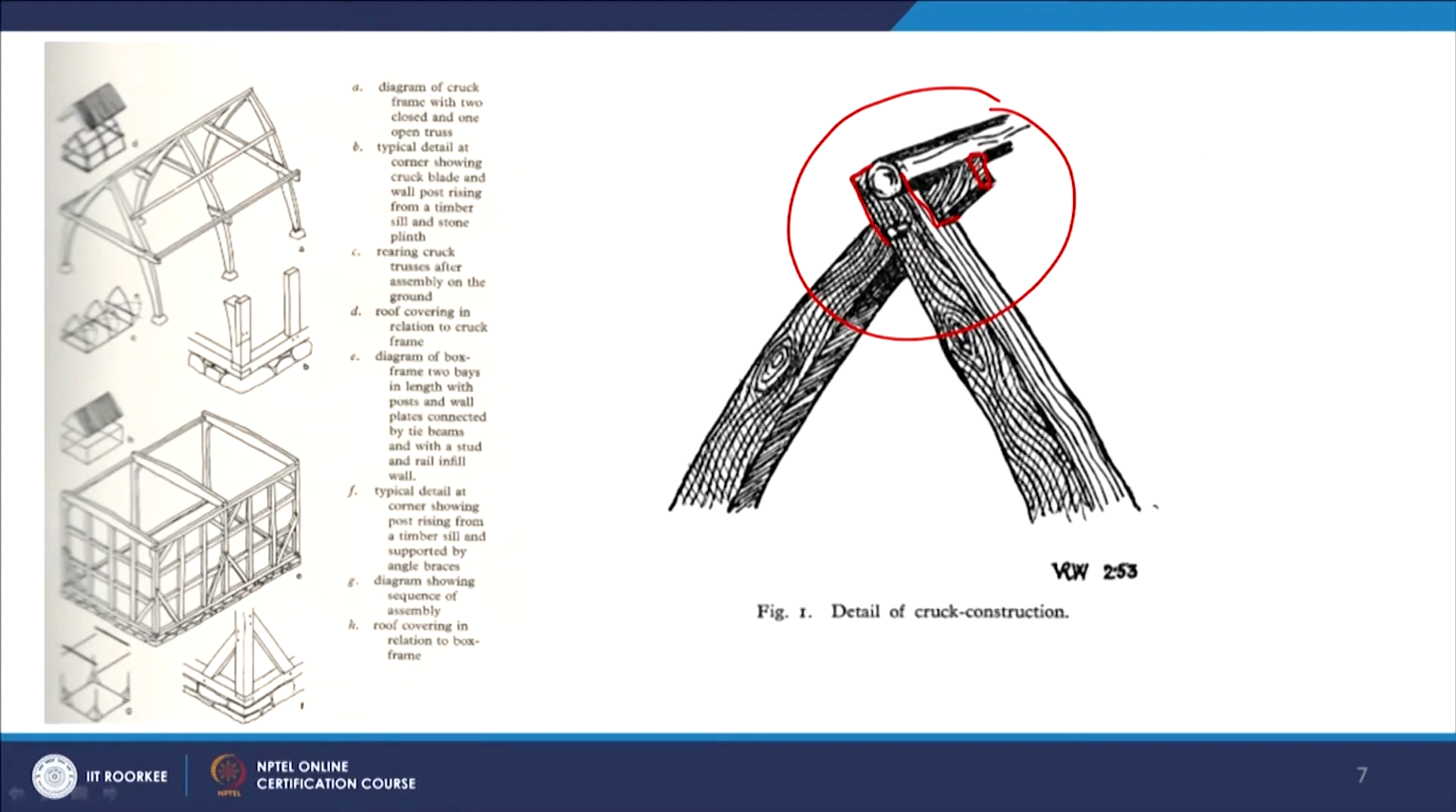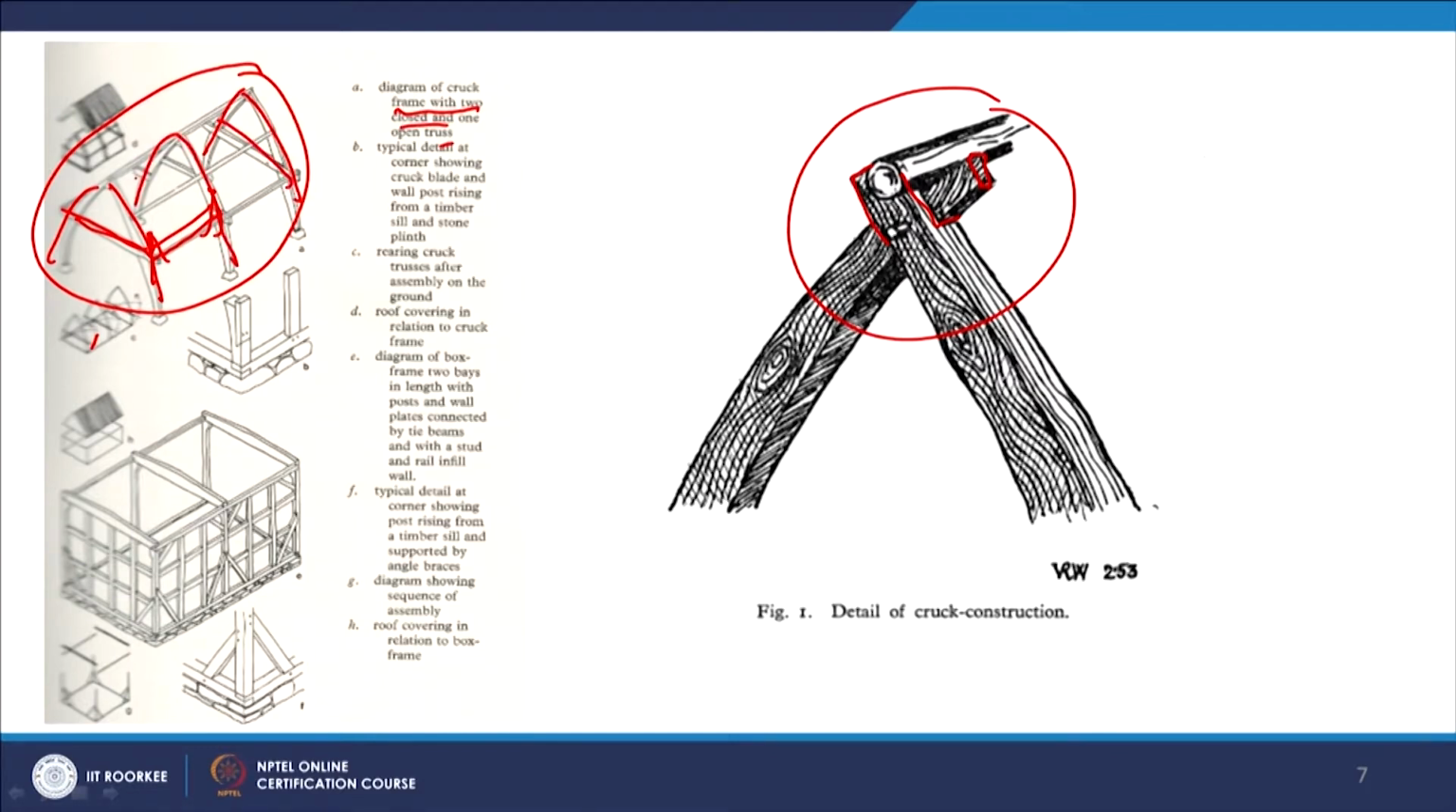So here you can see that once they are laid and then brought up, this particular space, which they referred to as a kind of bay. So this is in between these two posts, and that's referred to as a bay. And in fact what you see in this diagram is two closed trusses and an open truss. So you can see here there are two closed, and the third one is an open truss.